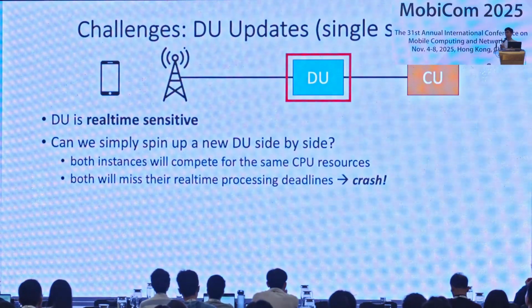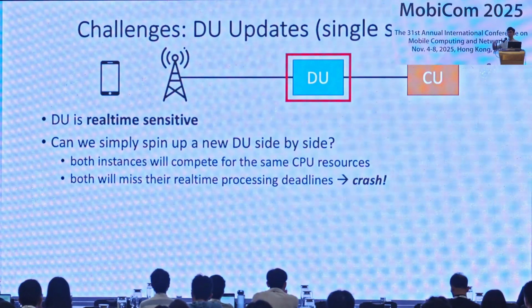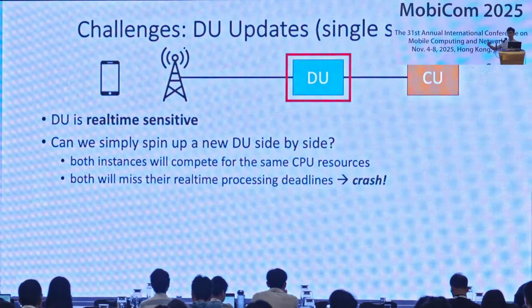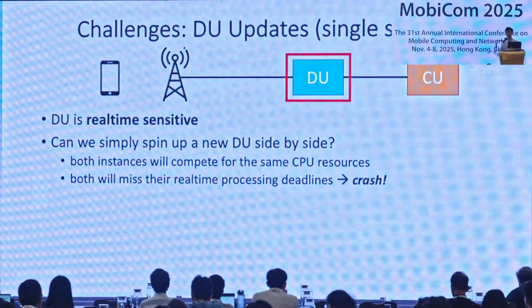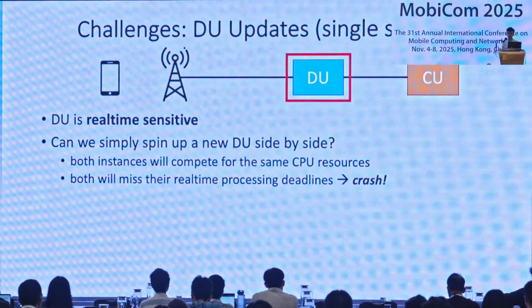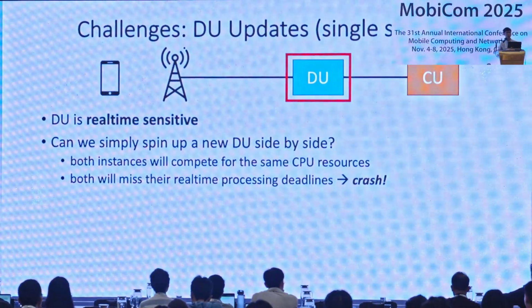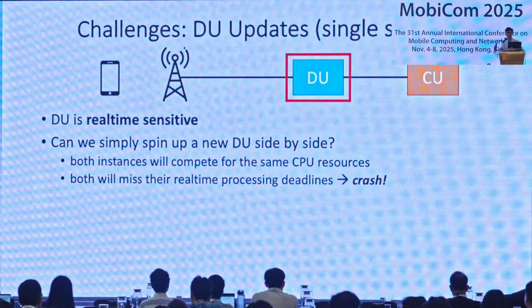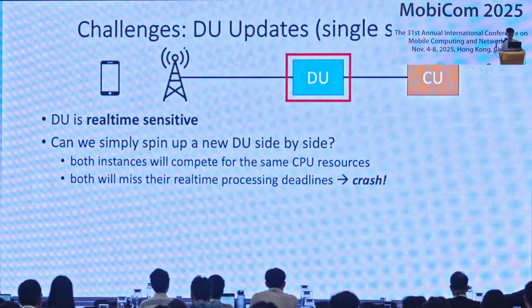If on the same server you try to spin up another instance side by side with the old instance to do the update, the old DU and the new DU will be competing for CPU resources. When that happens, both will miss their real-time processing deadlines, and eventually both of them will crash. So that is not a good option.